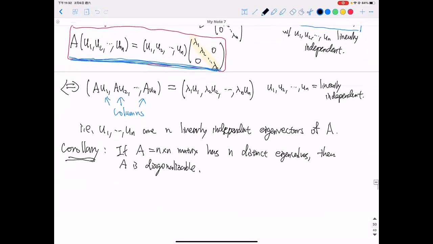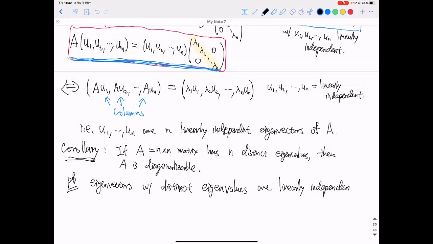Right? This is because of the proof. Quickly, we've seen already that eigenvectors with distinct eigenvalues are linearly independent. And because we have n distinct eigenvalues, we have n such eigenvectors, and they are linearly independent. So according to the theorem above, our matrix A is diagonalizable.